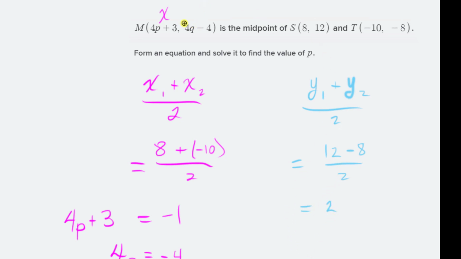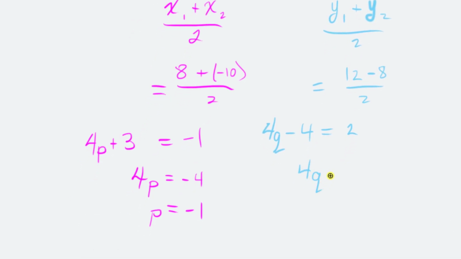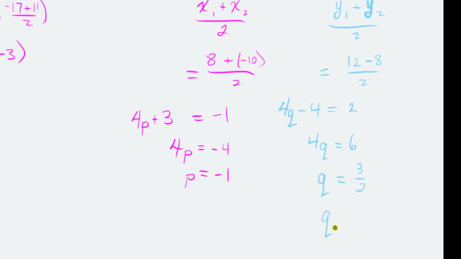So the q value, or the y value in this midpoint, is 4q minus 4. So I'll add 4 on both sides. Divide by 4. And it looks like q is the fraction 6 over 4, which is 3 over 2, otherwise known as 1.5.